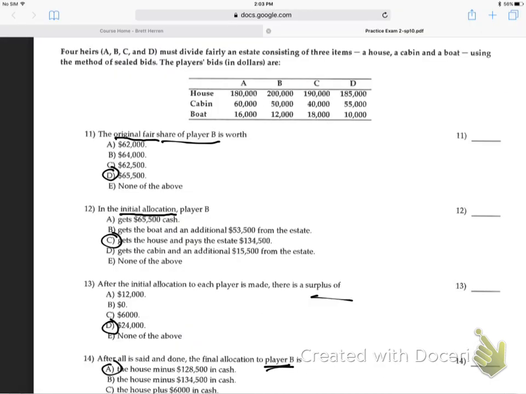The house minus 128,500 cash. He's got to pay that back. That's the final story because we gave him 6,000 back. Is that good? Look, you can do that on Tuesday when it counts for the big points. So practice that. Make sure you can calculate all that. And is that okay? All right.